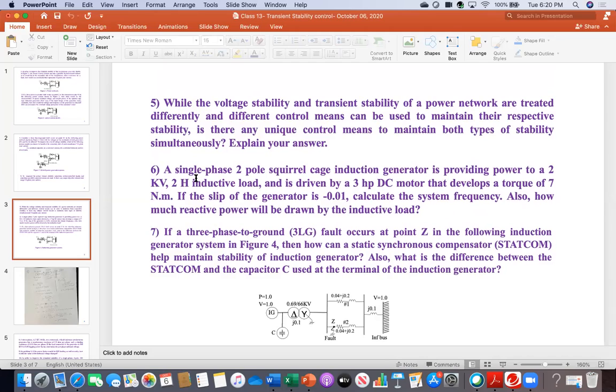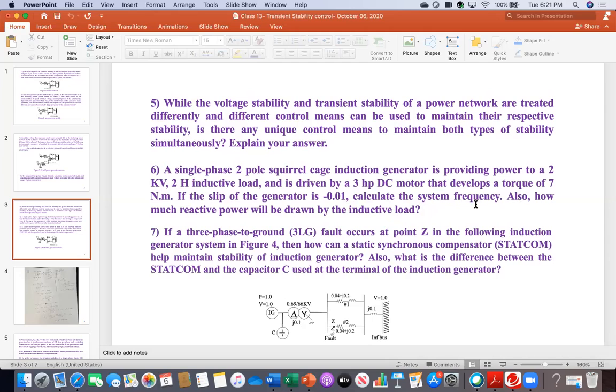So read the question. A single phase 2-pole squirrel cage induction generator is providing power to a 2 kV 2 Hertz inductive load and is driven by a 3 horsepower DC motor that develops a torque of 7 Newton meter. If the slip of the generator is minus 0.01, then calculate the system frequency. System frequency is not given, that you have to find out. Also, how much reactive power will be drawn by the inductive load.